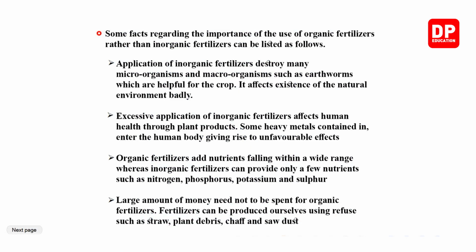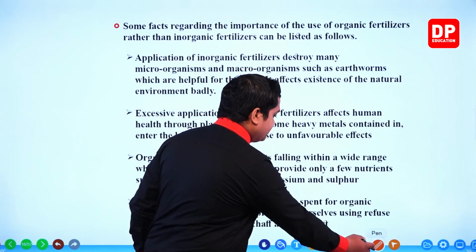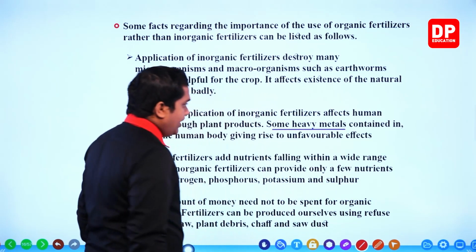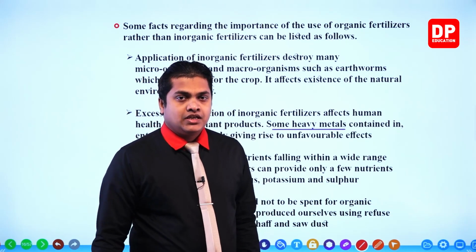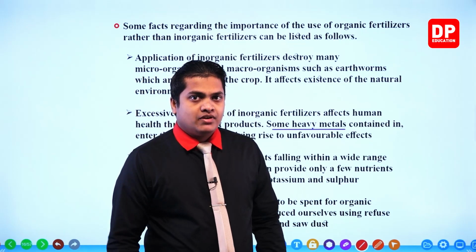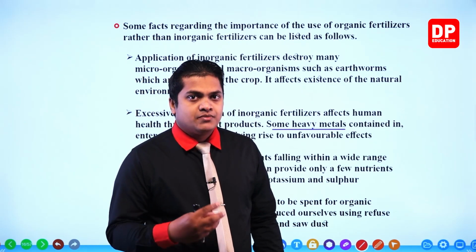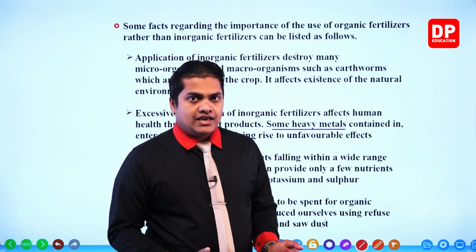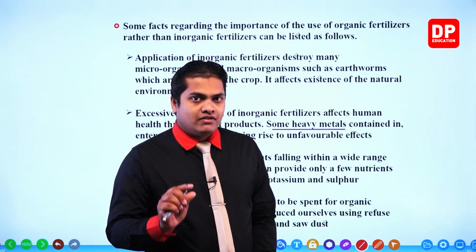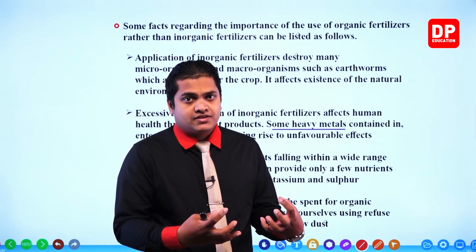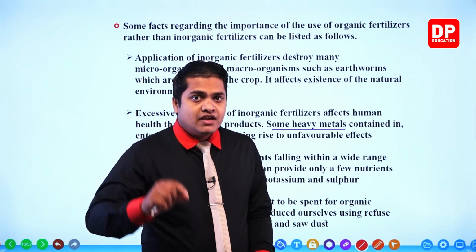Okay, right then. Excessive application of inorganic fertilizer affects human health through plant products. So what are these heavy metals, my dear children? Heavy metals means metals that have a very high density, like mercury. Mercury has a very high density. When we did the lesson on density, I think you could remember the densest liquid we come across is mercury. Density is like 13,600 kilograms per cubic meter. So when the density is high, these metal particles will travel towards the very bottom of any kind of surface or material. It will go to the very bottom because it is very dense.